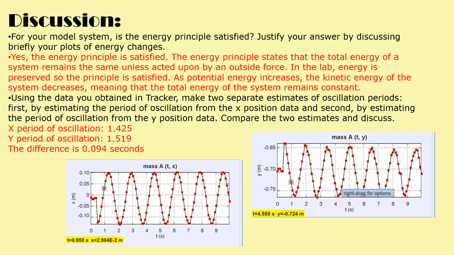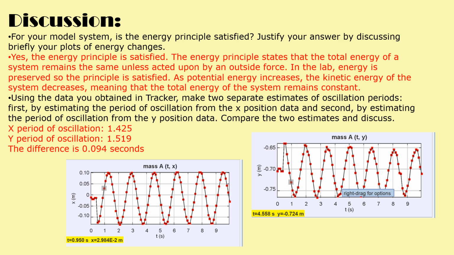To wrap up the lab, we're going to do a discussion. First, we're going to talk about if the energy principle was satisfied in the lab. The energy principle was satisfied. The principle states that the total energy of a system remains the same unless acted upon by an outside force. In the lab, there is no surrounding force, so the energy should be preserved, and it was, as you saw in the graph. The values always canceled out to have a constant total energy. For example, as the potential energy increases, the kinetic energy of the system decreases, meaning the total energy of the system remains constant.